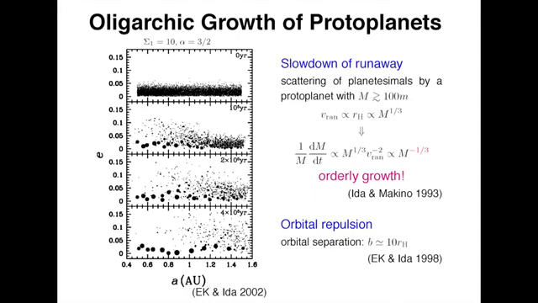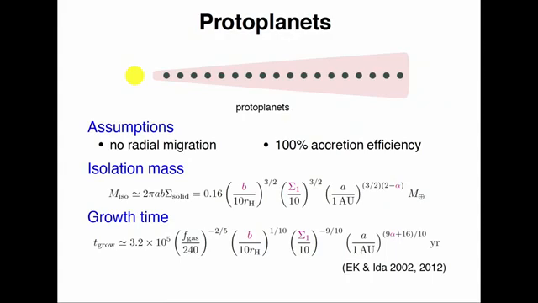And they are stable, I mean, orbitally stable. So we cannot have any more collisions at this stage. We can analytically estimate the final mass of embryos, the protoplanets, by assuming in situ formation here with no radial migration of planet building materials, and also 100% accretion efficiency. So we can use all the materials here to form embryos.